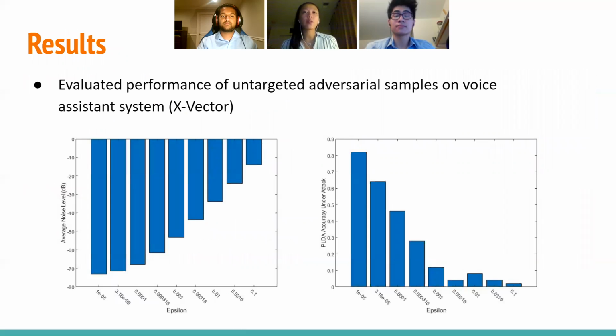So here you can see some of the results of our untargeted attacks. As David briefly mentioned before, we were able to vary the strength of these attacks by scaling them with a variable that we will call epsilon. The plot on the left shows different epsilon values and their corresponding noise level in decibels. You can see that as the epsilon value increases, the average noise level increases as well and becomes less negative. The plot on the right shows different epsilon values and the corresponding model accuracy under attack. As the epsilon value increases, and therefore the noise level increases as well, the model accuracy decreases. You can see that even at the smallest epsilon value, the distortion of the sample already decreased the model accuracy by about 20%.